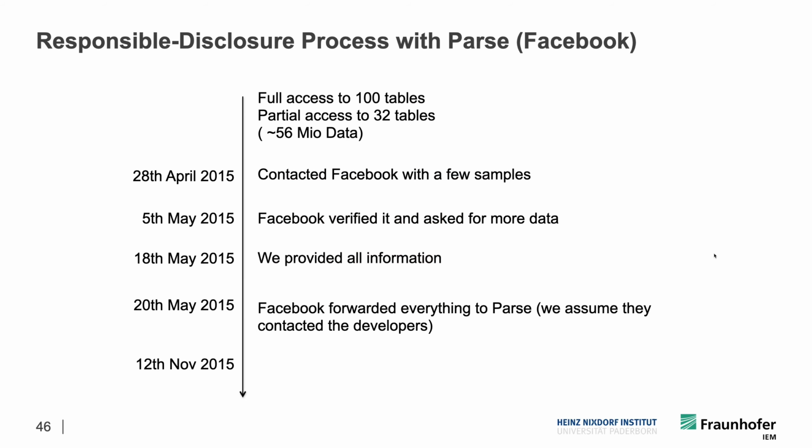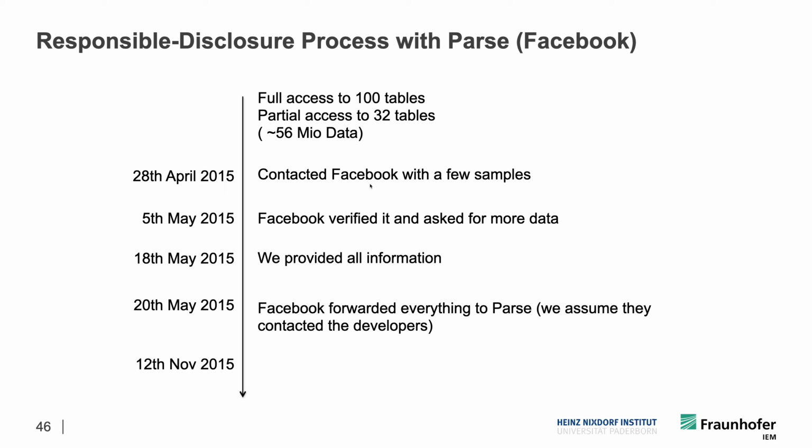And like I already said, this was a sensitive subject, so we actually had a responsible disclosure process back then with Amazon Web Services, but also with Parse. And about the Parse one, I want to talk a little bit here. First of all, we had full access to about 100 tables and partial access to 32 more. All in all, this was more than 56 million data points. And this was just in a few dozen apps or so, right? It's not like we really analyzed millions and millions of apps. So if we had analyzed many more, I'm sure we would have found many more.